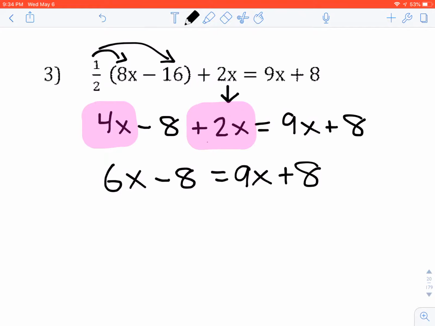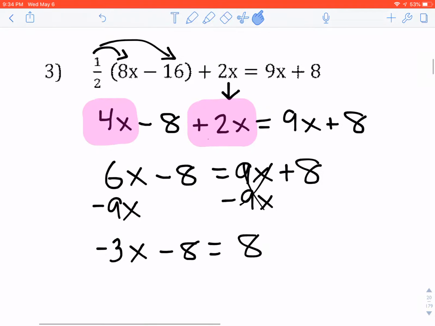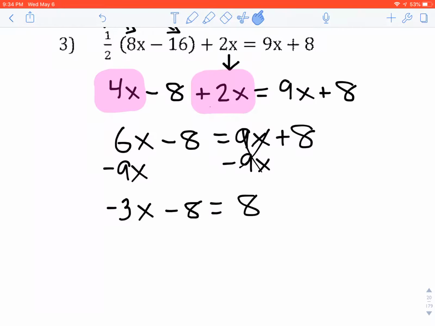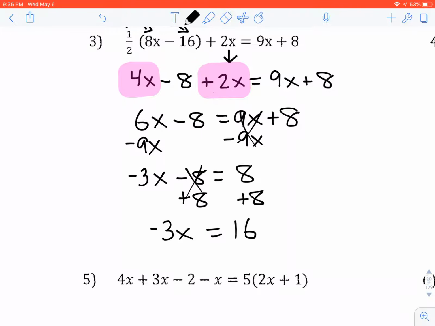Once your like terms are combined, you then move your x's to the left. Okay, combine them. So 6 minus 9 is negative 3. Drop down your minus 8 and your positive 8. Okay, you are now moving numbers to the right. So we're adding our 8 to both sides. Drop down your negative 3x equals 16.